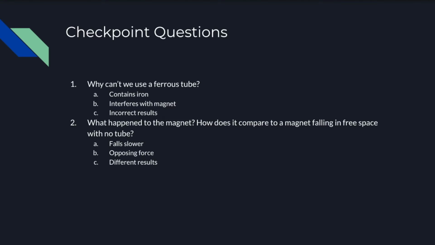Just to check one question: why can't we use a ferrous tube? A ferrous tube, like a steel tube, contains iron, so it's going to interfere with the magnet, and we're going to get an incorrect result because of that. What happens to the magnet compared to a magnet falling in free space with no tube? It's going to fall faster than the one we tested, because there are no opposing forces acting on it like the tube's force, and so as a result we're going to get a different result.